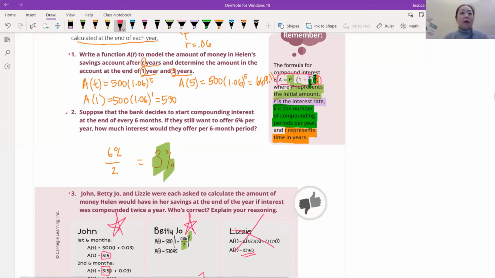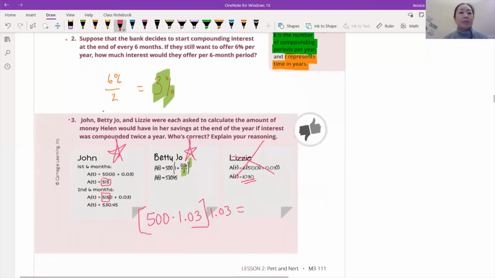Apparently Helen got some of her friends who are really good at math, or maybe not, we'll see: John, Betty Jo, and Lizzie. She said, can you please calculate this out? Help me out here. This is what they came up with. Take a look at this, and if you ignore the stars and the X's, we'll just pretend they're not there.